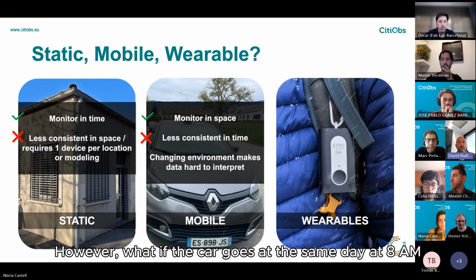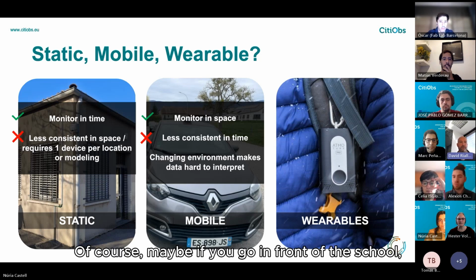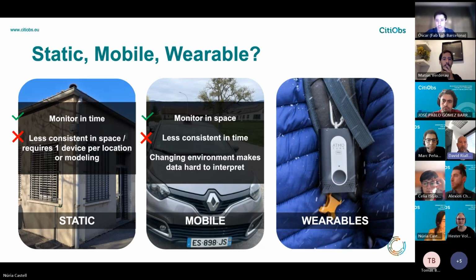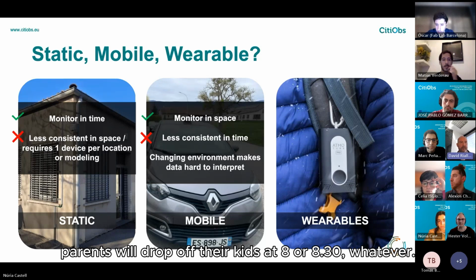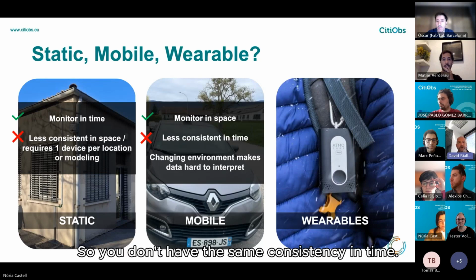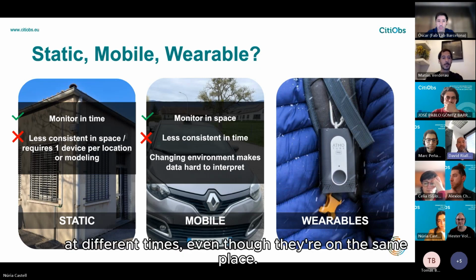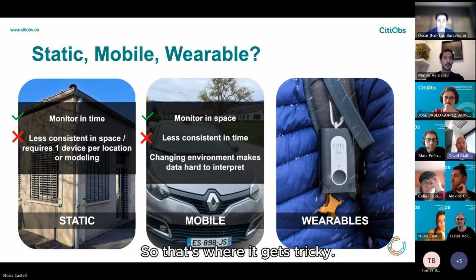On the mobile, of course, it's great if you want to monitor in space. However, what if the car goes at 8 a.m. one day and at 9 a.m. the day after? Maybe if you go in front of the school, parents will drop off their kids at 8 or 8:30, whatever. So you may have a peak, and afterwards nobody's there. So you don't have the same consistency in time. It's hard to compare different values collected at different times, even though they're in the same place. So that's where it gets tricky.